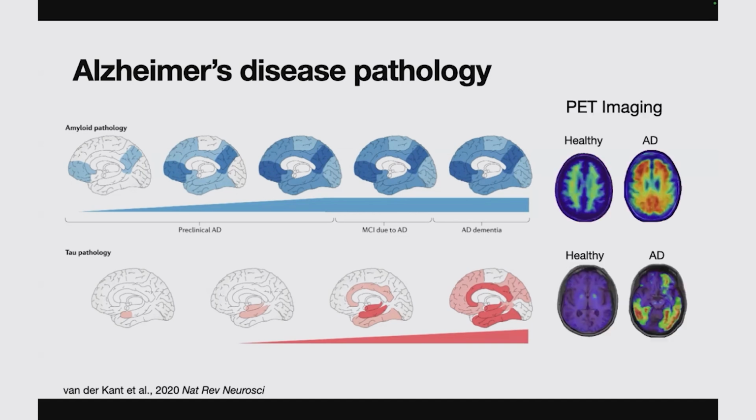Now, fortunately, we can measure both of these pathologies in living people using positron emission tomography, or PET imaging. Particularly in the case of tau, many researchers, including myself, have been quite fascinated about this very particular pattern of aggregation. What causes this specific pattern? Why does it happen? And what can we learn about the disease from it?